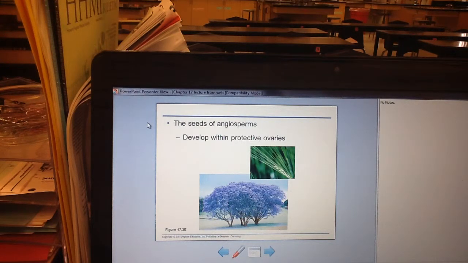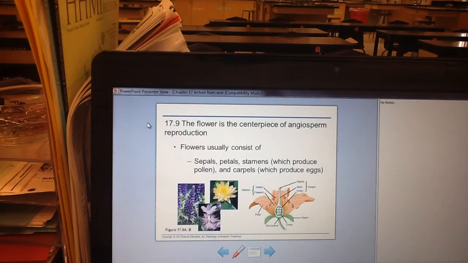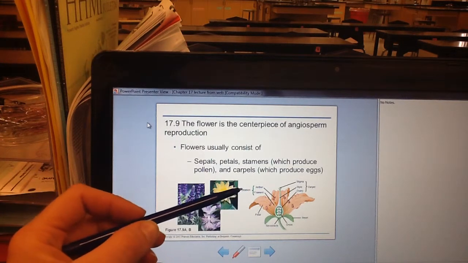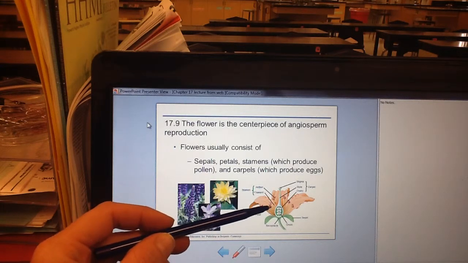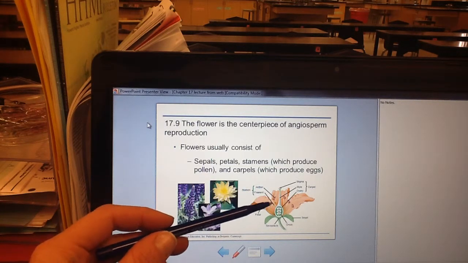Now, angiosperms, on the other hand, these flowering plants, have developed a way of protecting the zygote even more by having these protective ovaries, and the ovaries contain the eggs. The main piece of an angiosperm is the flower. When we look at the parts of a flower, what we have is sepals, petals, stamens, and carpels. We can see that a stamen is made up of the anther and filament. So this little stick and this bulbous part at the top. This is both part.